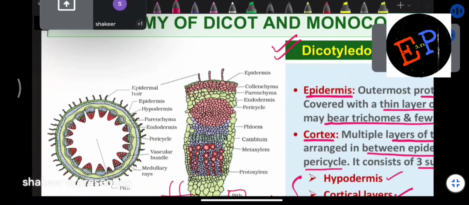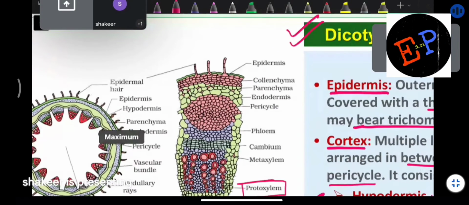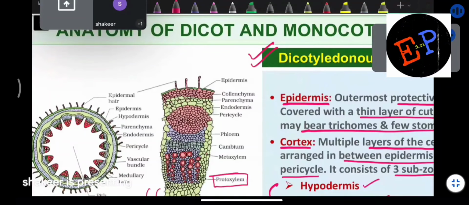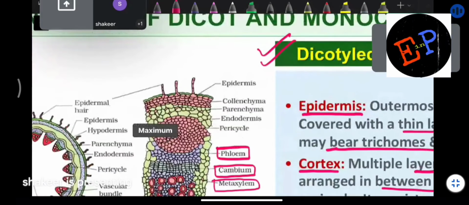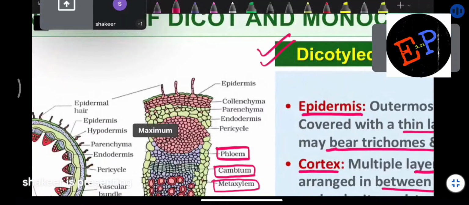So above the pith, what do you find? Above the pith you will find protoxylem, and surrounding or above the protoxylem you can find the metaxylem. Then you can find a cambium, a differentiation is there. Clear? Then you will find the phloem. So xylem and phloem are separated by cambium. Okay? And above the phloem you will find pericycle.